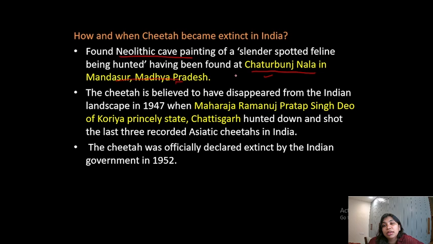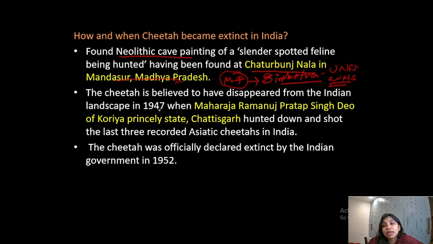So tell me, guys, what is another cave which has Neolithic paintings, and is also in Madhya Pradesh? I'll ask you again. Tell me a Neolithic cave where we find cave paintings, and that cave is also located in Madhya Pradesh, the major and popular one. It is the Bhimbetka caves. They are also in Madhya Pradesh, and they are a UNESCO recognized World Heritage Site.